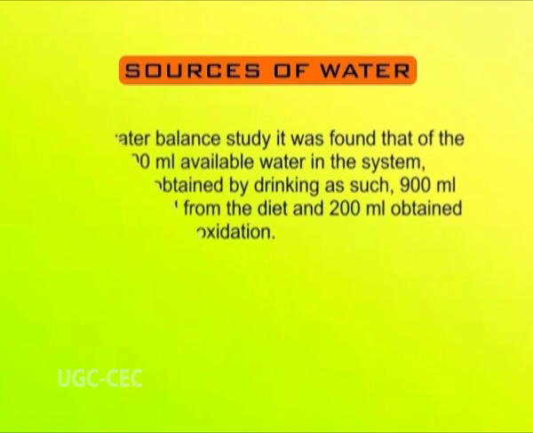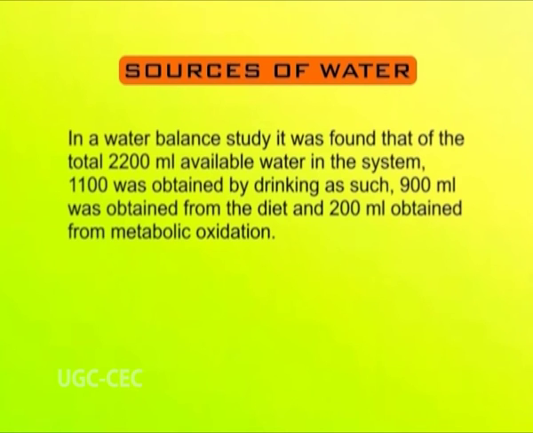Water ingested as such is the source from which maximum water is obtained by the human body. In addition to this, all beverages contain water and thus contribute water to the system whenever these are consumed. Certain metabolic reactions carried on inside the body also release water, and this is one of the sources. In a water balance study, it was found that of the total 2,200 milliliters of water available in the system, 1,100 was obtained by drinking as such, 900 milliliters was obtained from the diet, and 200 milliliters was obtained from metabolic oxidation.